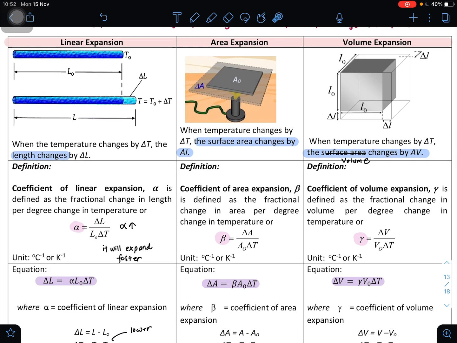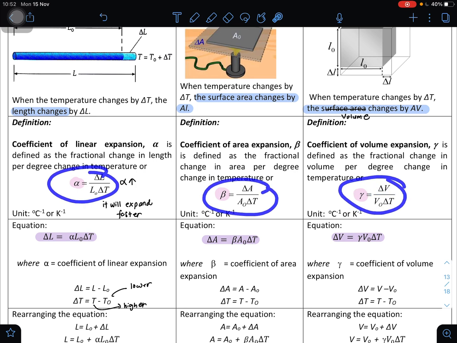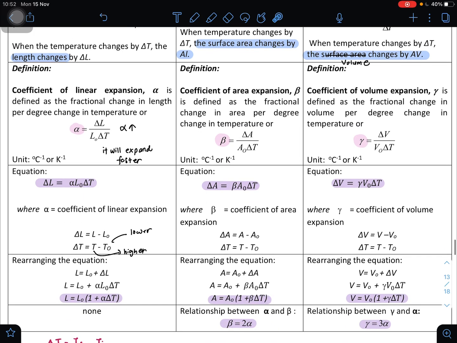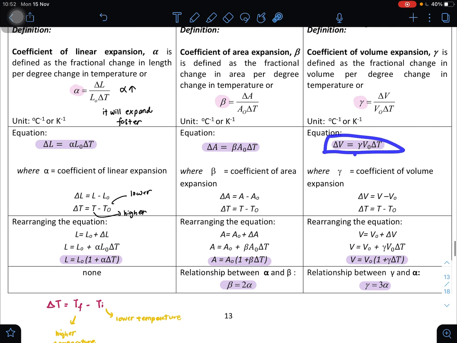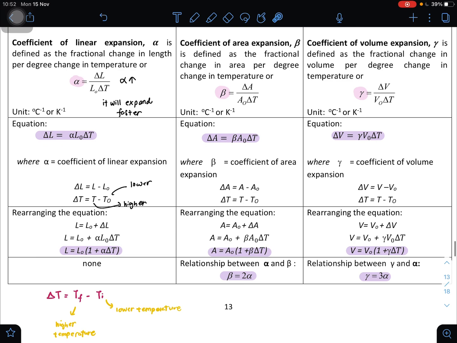So meaning that here is the change in volume. This one is wrong, there is a typo, so you change it to volume. So for the coefficient of volume expansion we use gamma, where gamma is equal to delta V divided by V naught delta T. As you can see here, it's the same pattern. You just change it to volume. And then delta V is equal to gamma V naught delta T. And then rearrange, you will get this one. It's all the same pattern as you can see here. And the relationship between gamma and alpha is gamma is equal to 3 alpha.